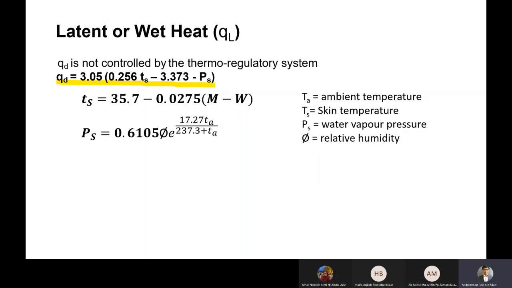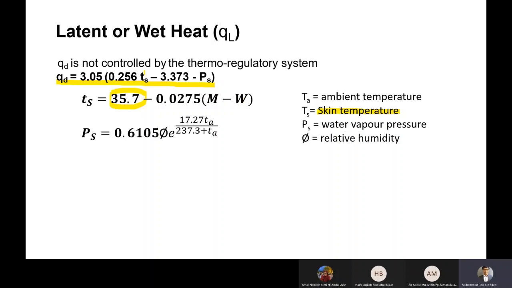If you notice, this equation is different than the one I gave you on the previous slide. It's a function of Ts, which is the skin temperature. Skin temperature is different than our temperature. It's basically the surface skin temperature, so it is estimated through this equation. It's 35.7 minus some constant, where M is the metabolism rate and W is work. So that is the surface skin temperature.